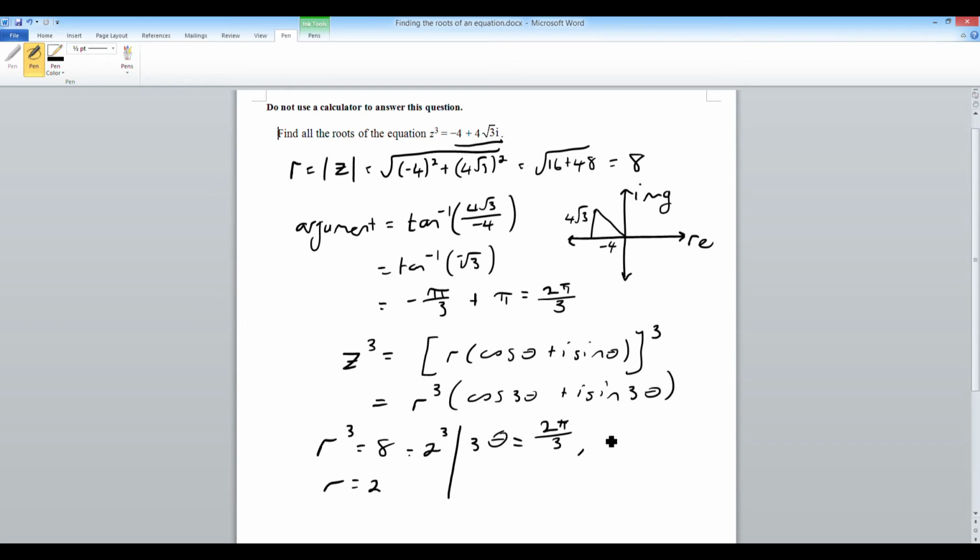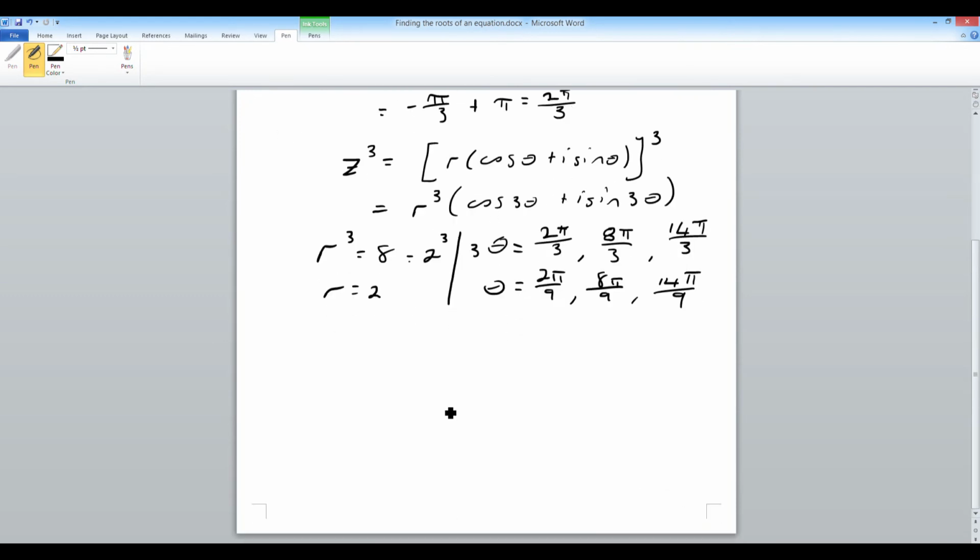If we work with sine and cosine, we can add 2 pi. So the next one will be 8 pi over 3. And then of course, if I add 2 pi again, I will get 14 pi over 3. But I'm not done, because remember it's 3 theta. So therefore my new angle theta is going to be 2 pi over 9, or 8 pi over 9, or 14 pi over 9.